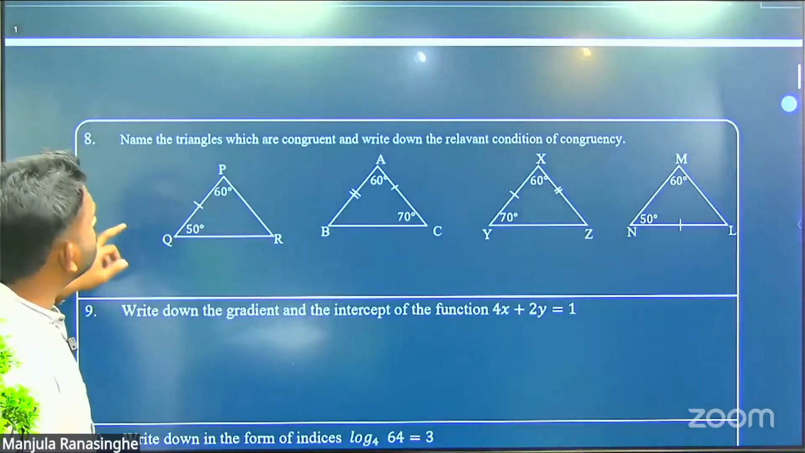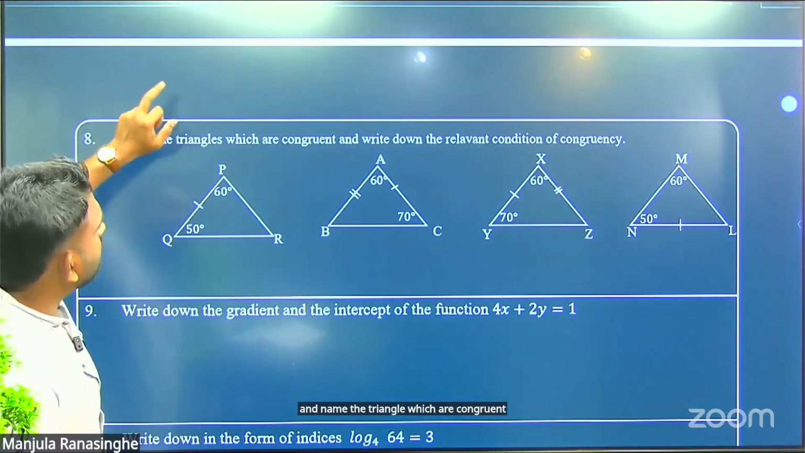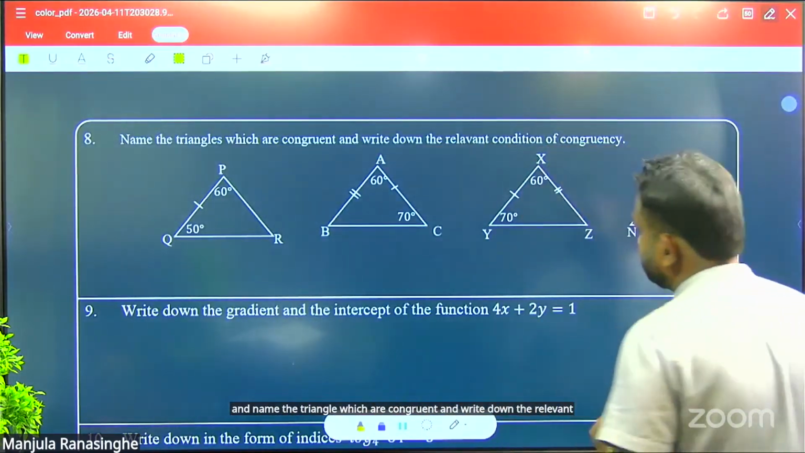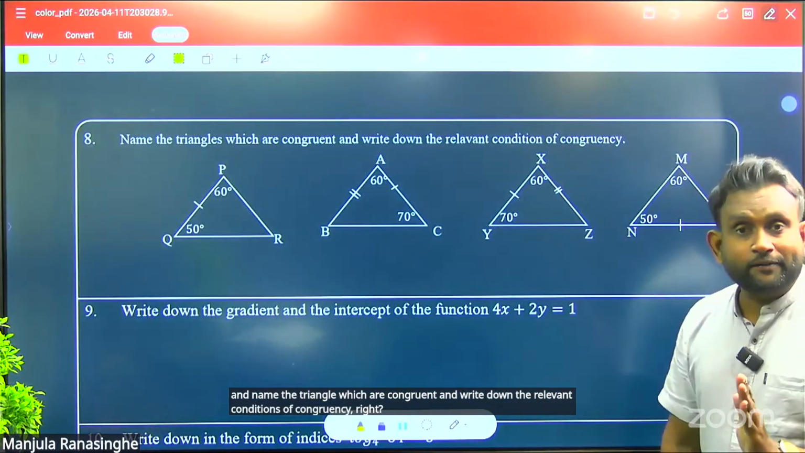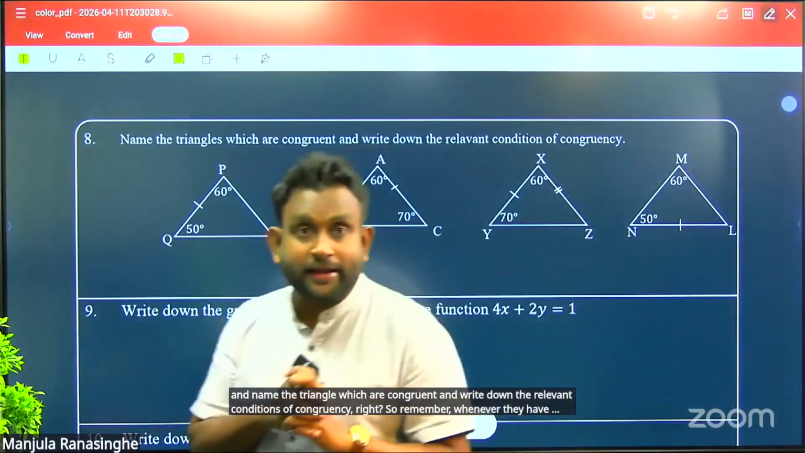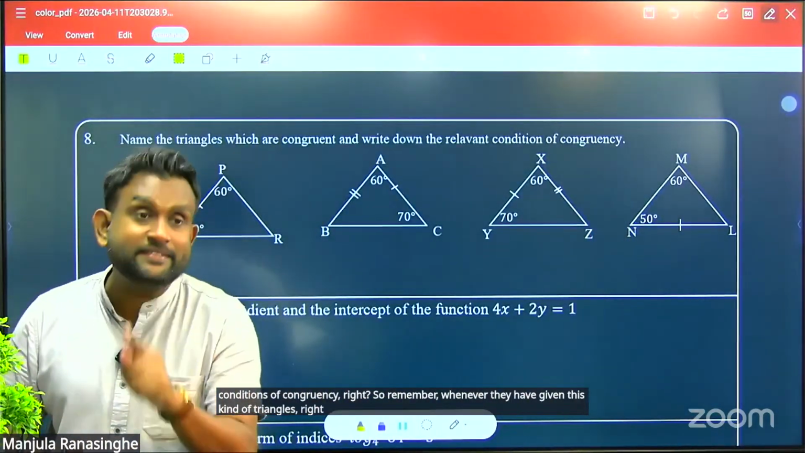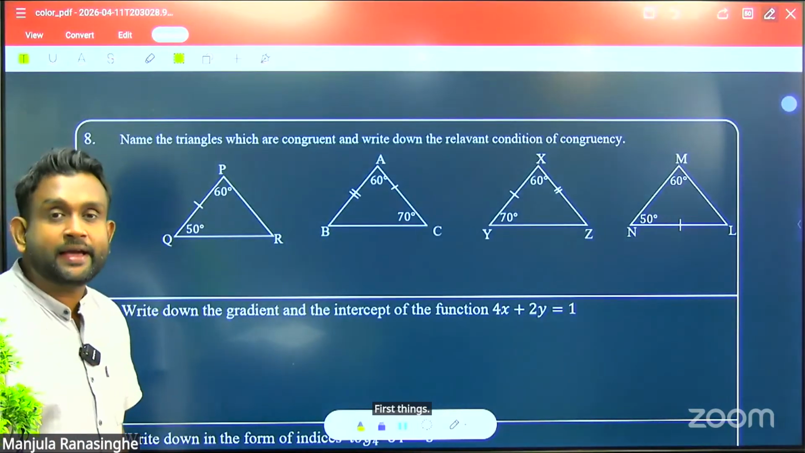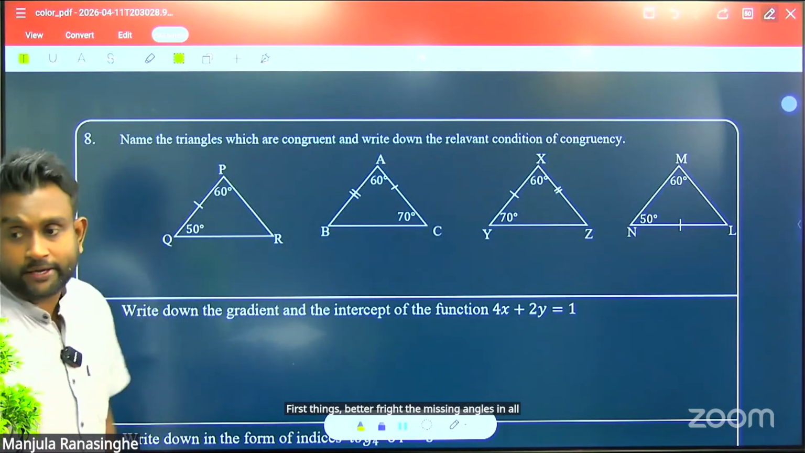Name the triangles which are congruent and write down the relevant conditions of congruency. Remember, whenever they have given this kind of triangles with one angle missing, the first thing is to write the missing angles in all the triangles.